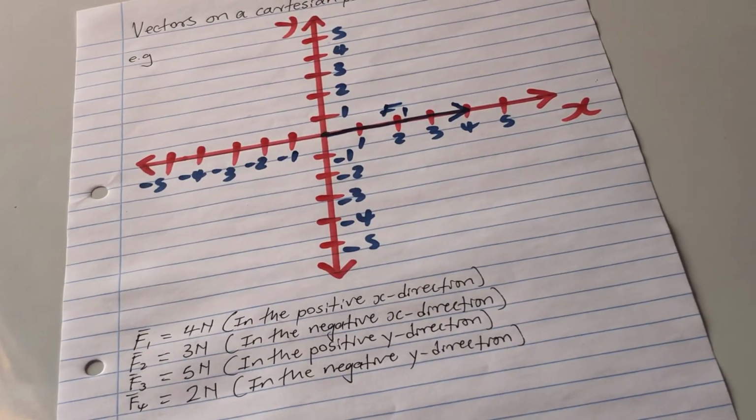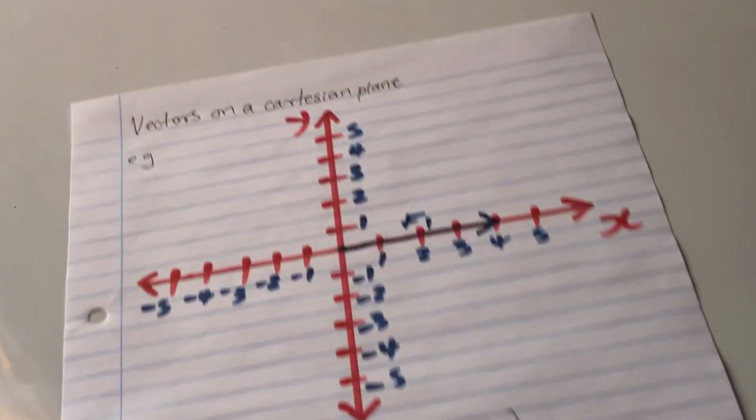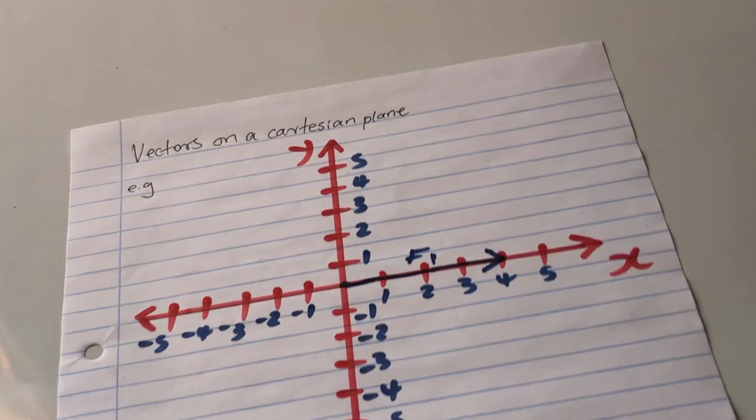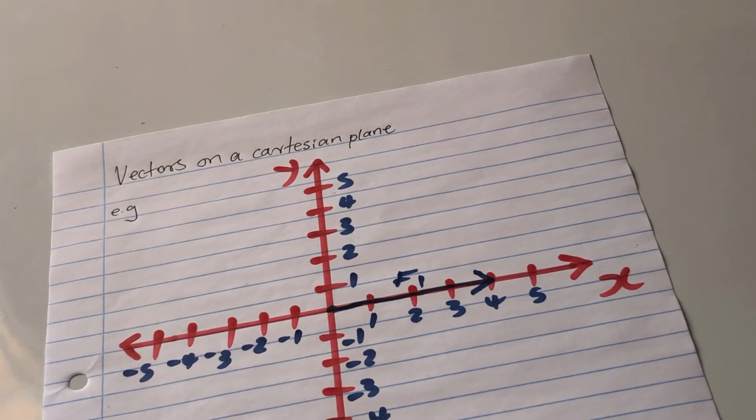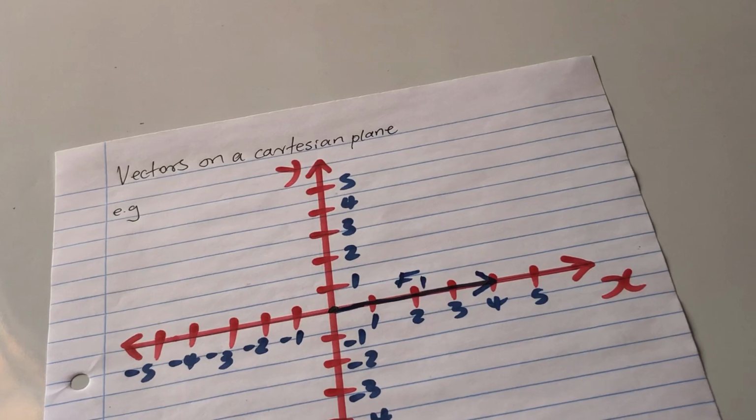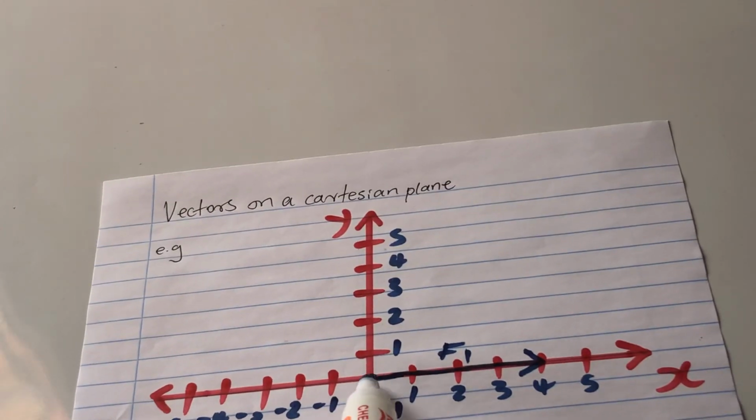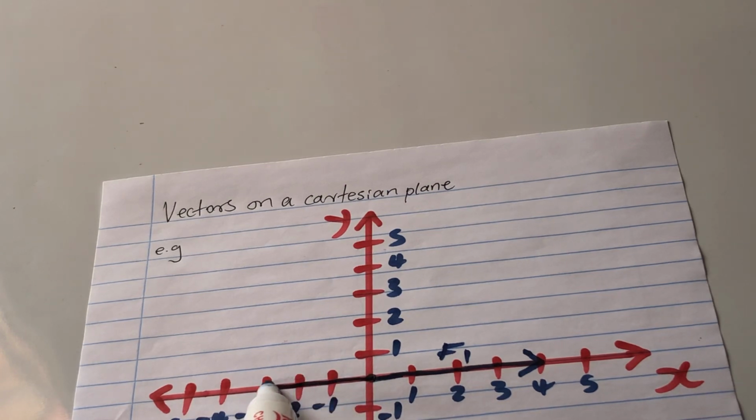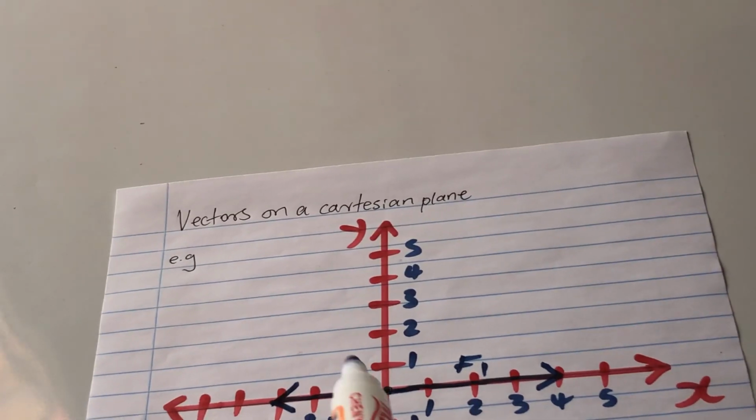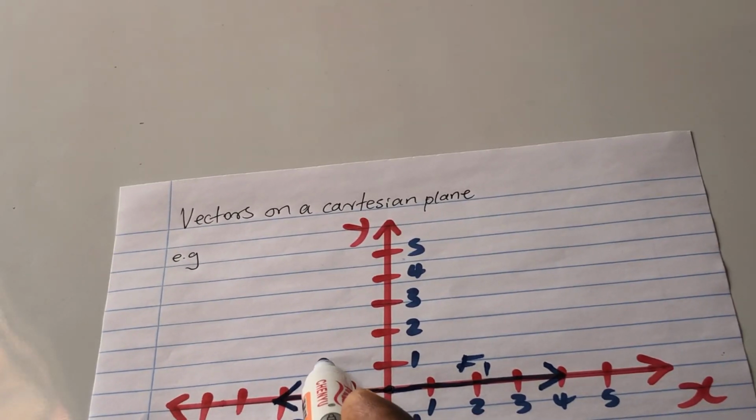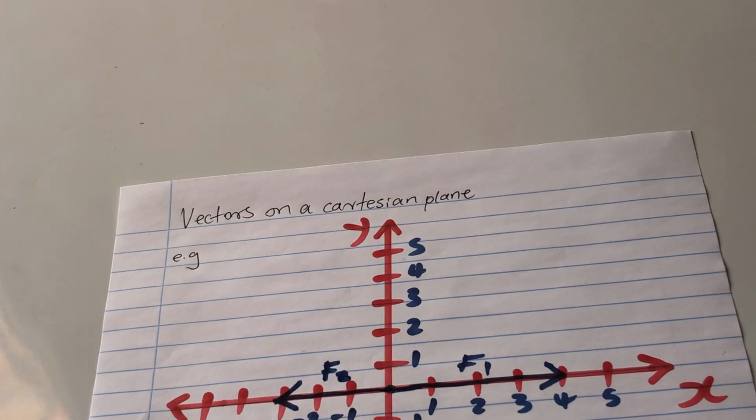Another one is F2. The size is 3 Newton in the negative x direction. Again, I will start drawing it from the origin, moving to the negative x direction. This is the origin, 0, 1, 2, 3. Here it is. This is my F2.